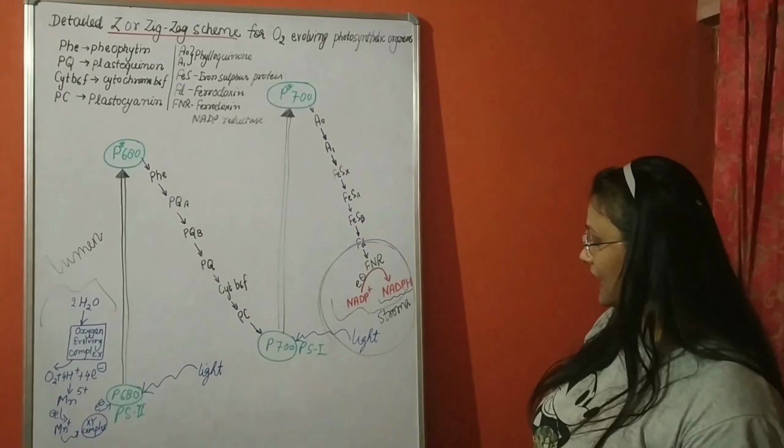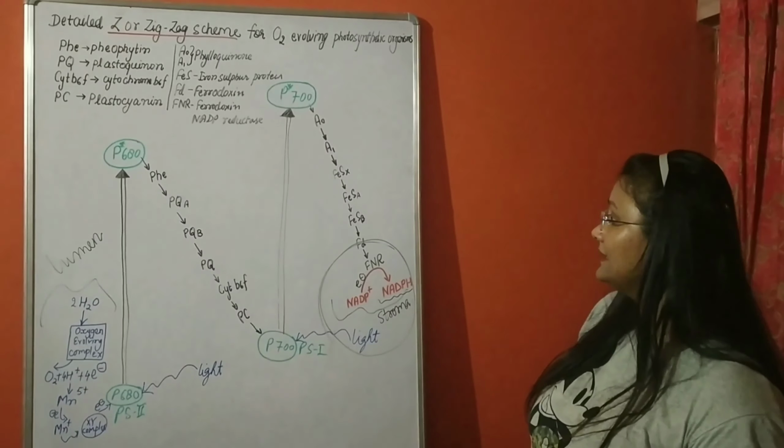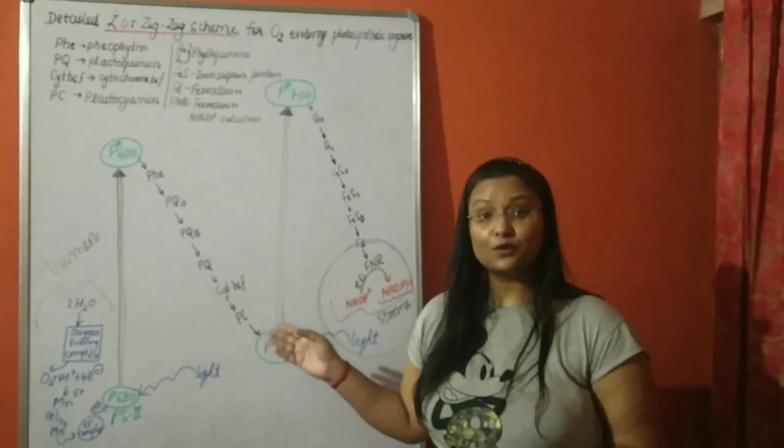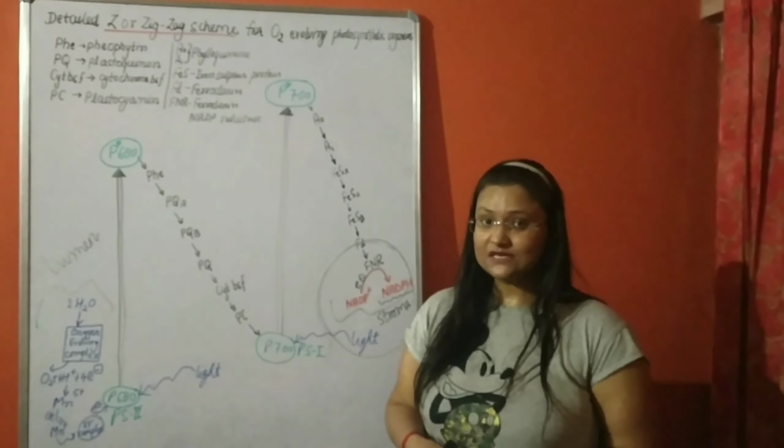One more thing I would like to tell you is that there are two types of electron transport. This is known as the electron transport system, ETS, not the electron transport chain, which occurs in mitochondria.